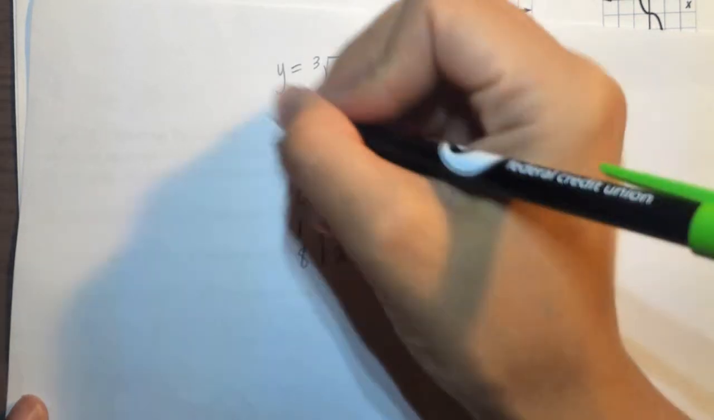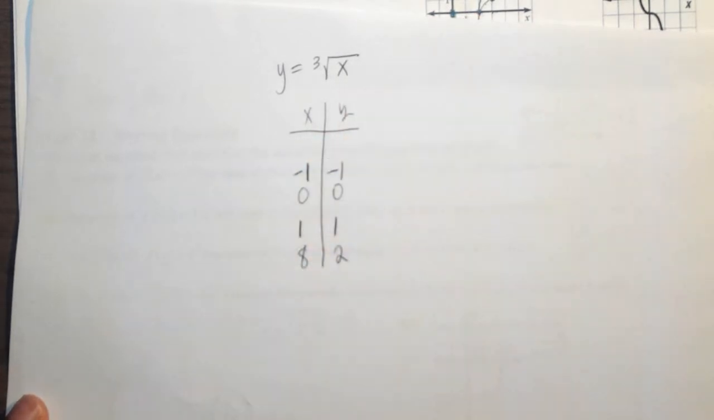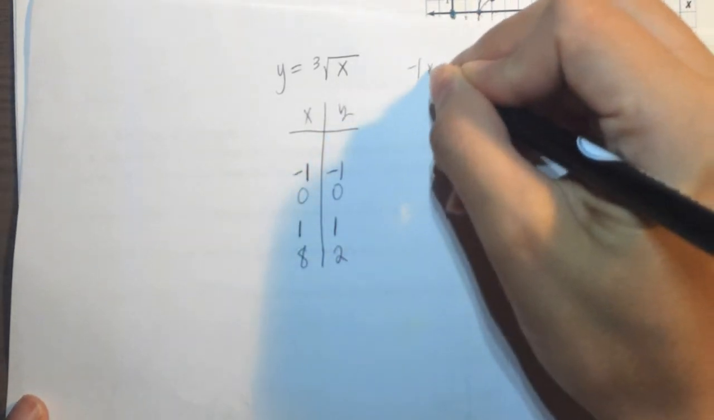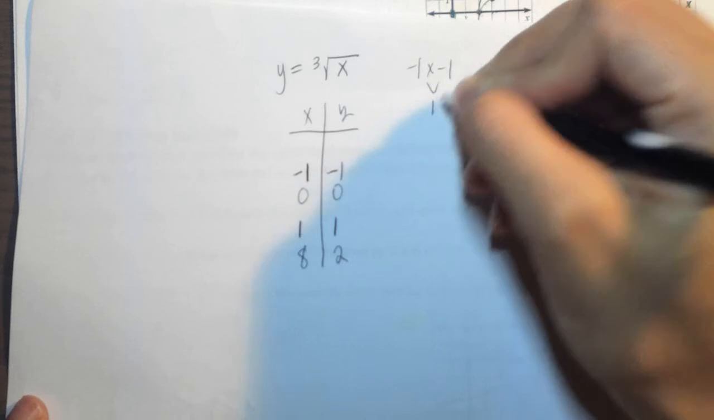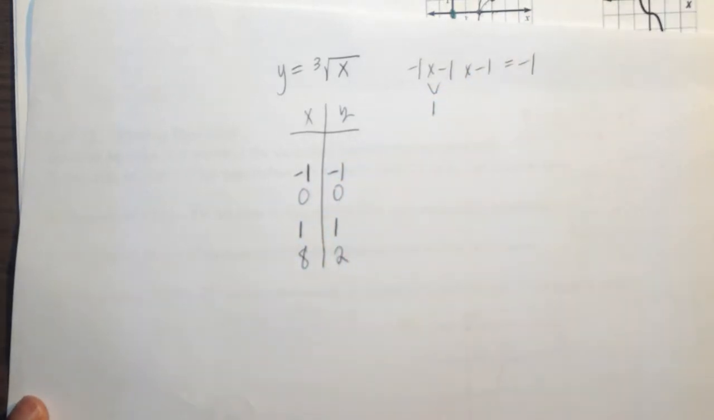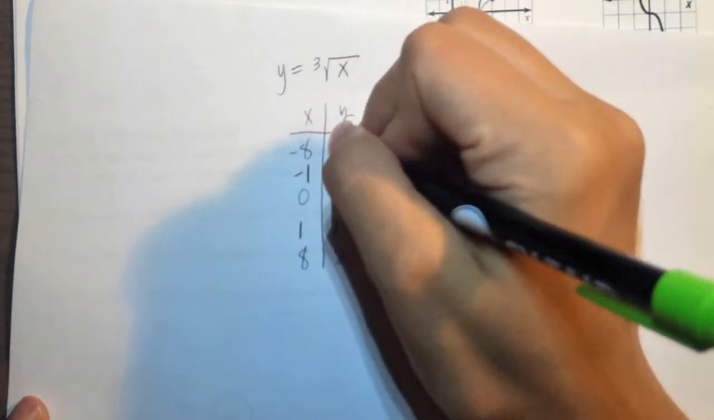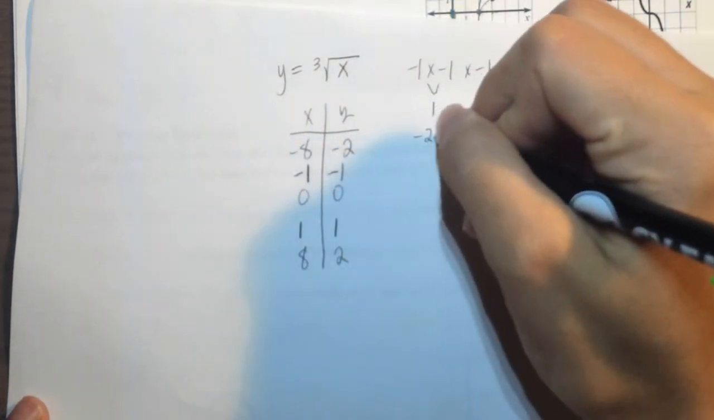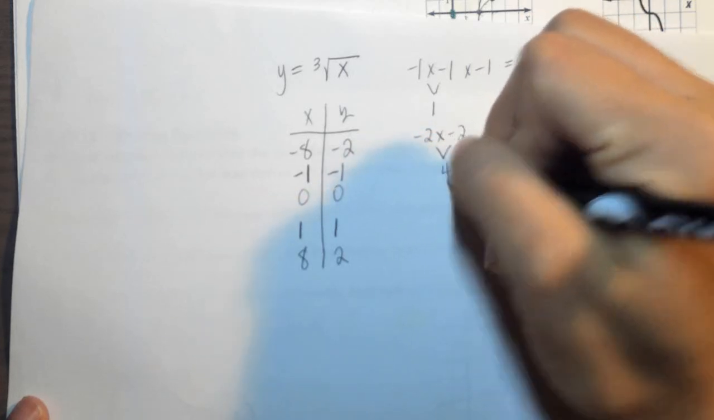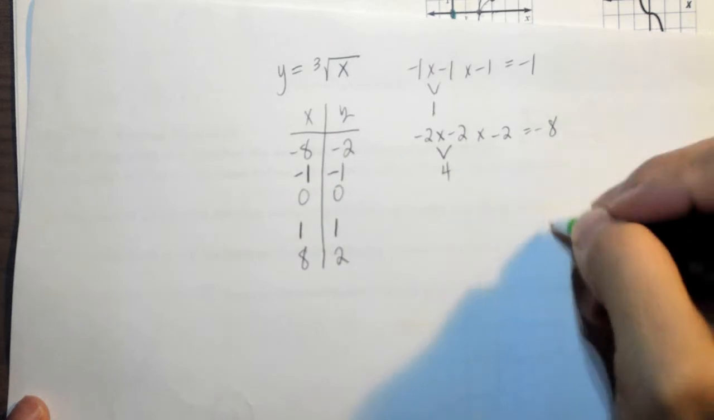And then I'm going to go backwards. So the cube root of negative 1 is also negative 1, because negative 1 times negative 1 gives me positive 1, and then positive 1 times negative 1 still gives me negative 1. And then the cube root of negative 8 is negative 2, because negative 2 times negative 2 is 4, and then 4 times negative 2 gives you negative 8. So those are my points right here.